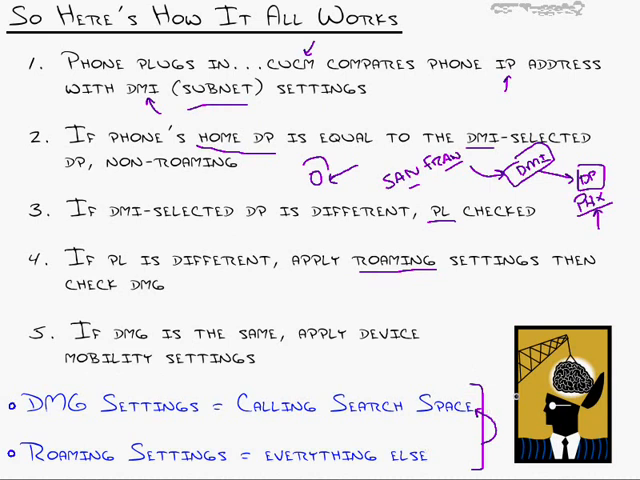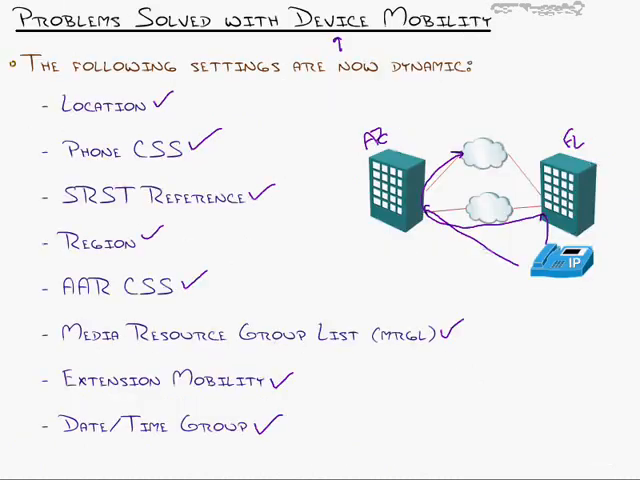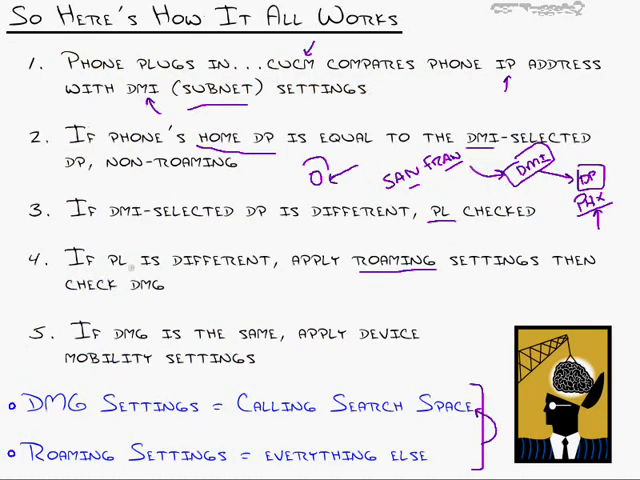Meaning, the location changes, the region setting changes, all of the stuff that was in that list. Hang on, let me pull it up here. This stuff right here, the location, the SRST reference, the region, the media resource group list, the extension mobility settings, the date and time group, all of those things change when the location settings change. Now that's the physical location settings. That is when it realizes that we were in Phoenix, but now we're in San Francisco. It's going to apply all of those.